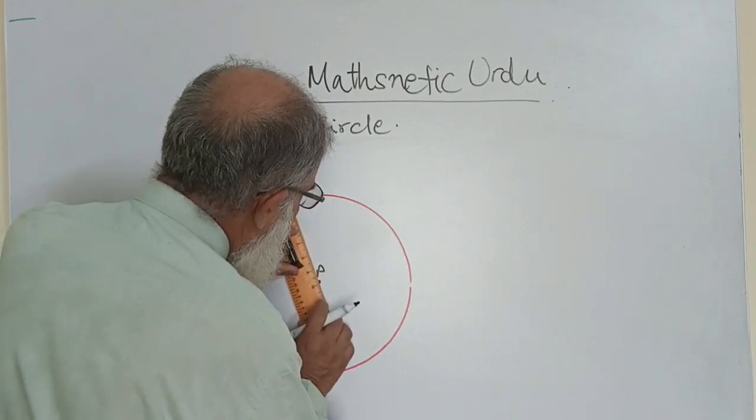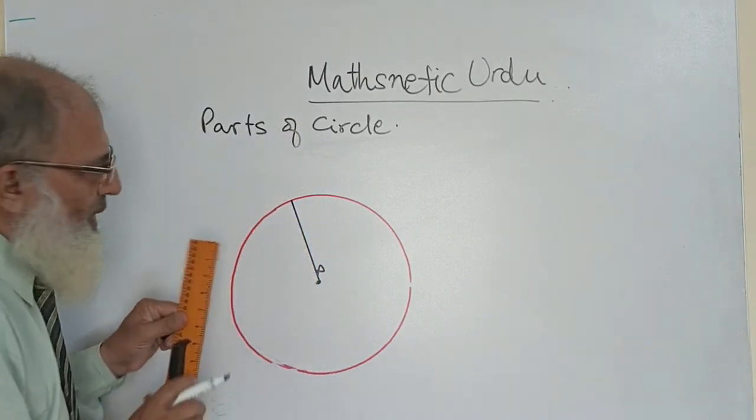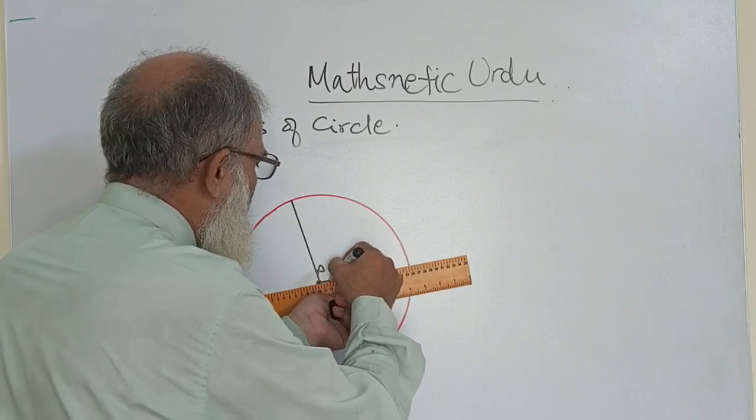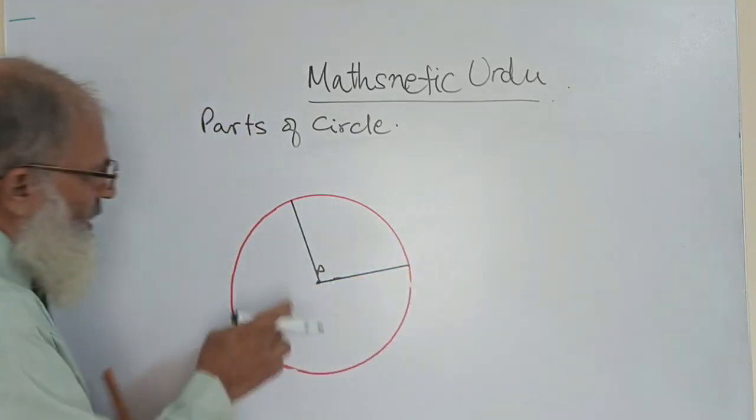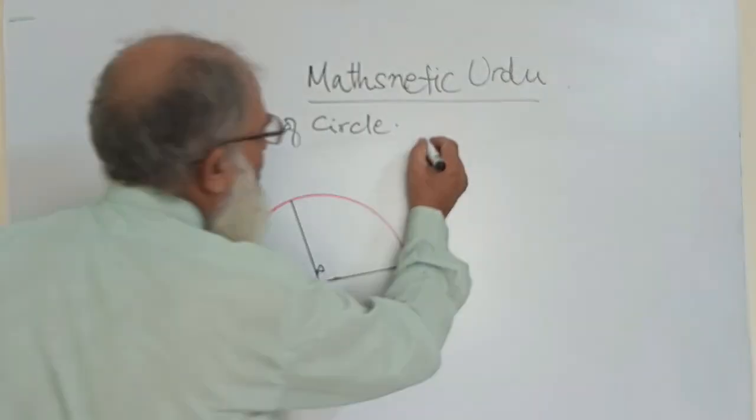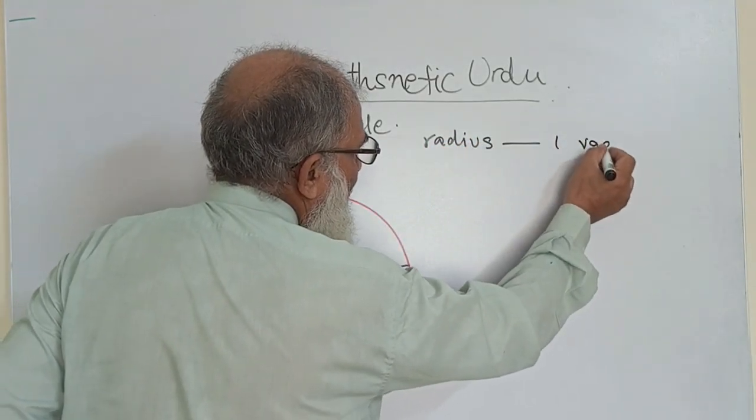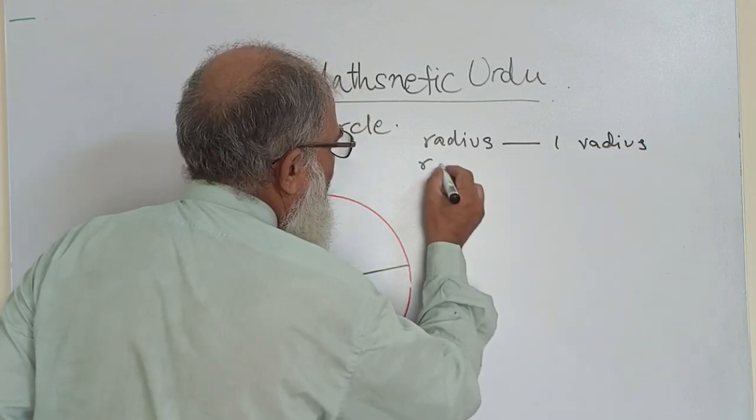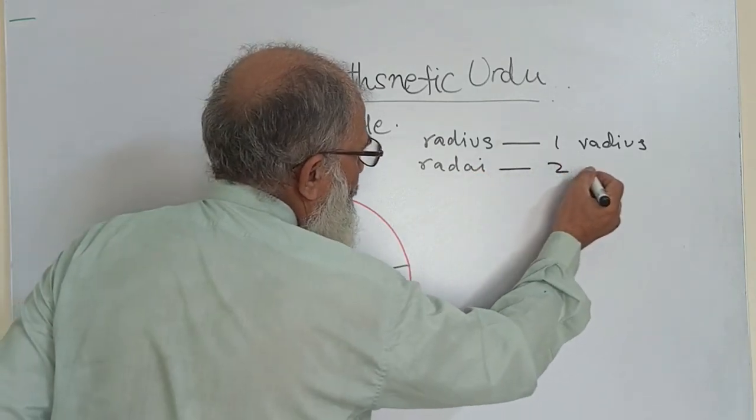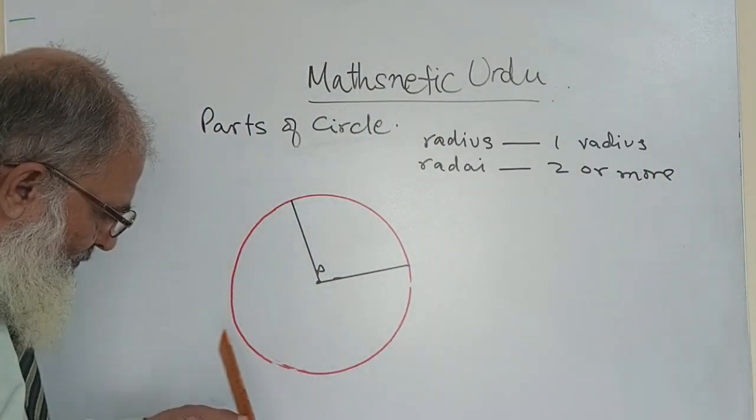Now if I draw two radii, the singular is radius and the plural is radii. Now you see that I have drawn two radii. Radius is singular. When we say radius, it means one radius. And when I say radii, it means two or more. Now these are two radii.